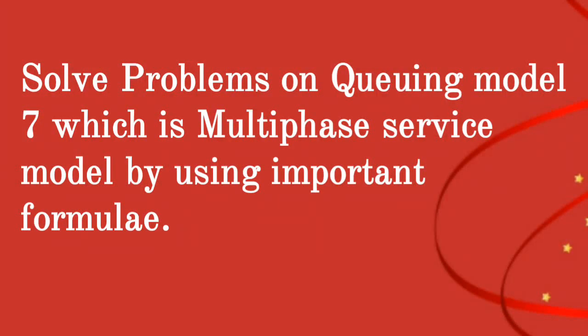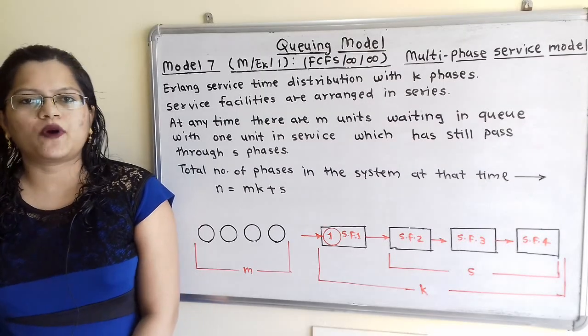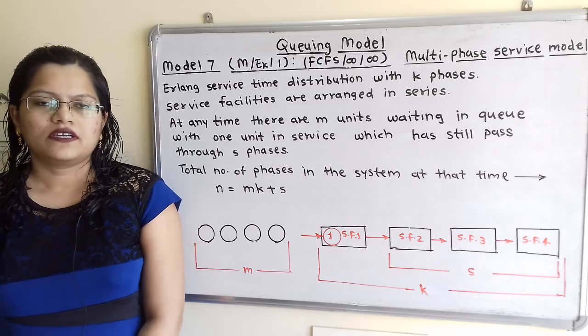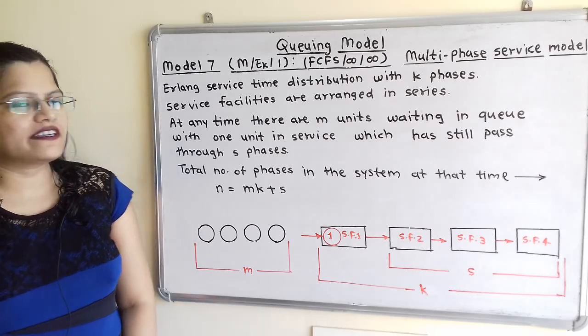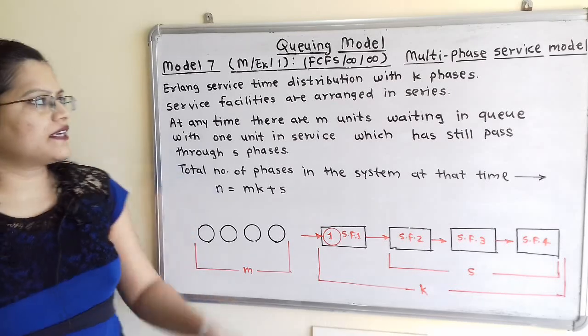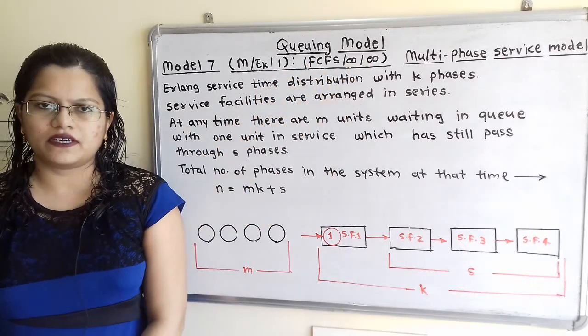Solve problems on queuing model 7, which is the multiphase service model, by using important formulae. Let us understand some important formulas related to queuing model 7. It is also known as the multiphase service model. It is symbolically represented as M/Ek/1/FCFS/infinity/infinity.